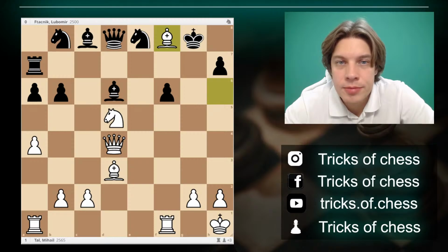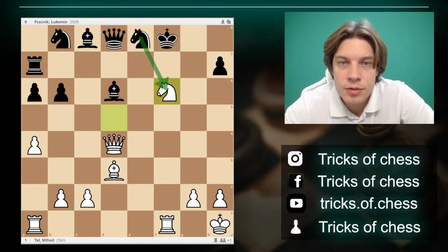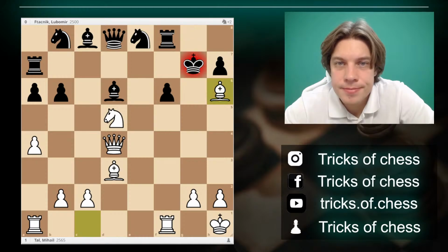Let's say they capture with the bishop. Well, if they capture with the bishop, you take on f6 and take the queen. So they have to capture with the king. In such a case, you can still capture on f6 and then take with your rook. That will be a deadly attack, plus you gain a lot of material. So rook a7 doesn't work.